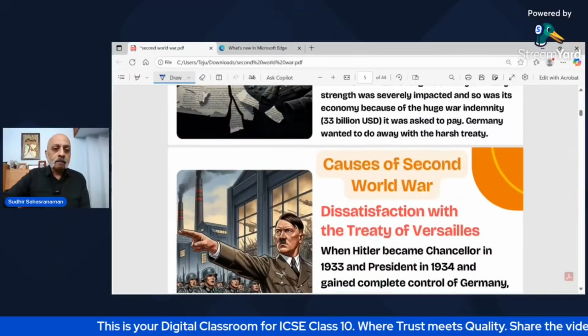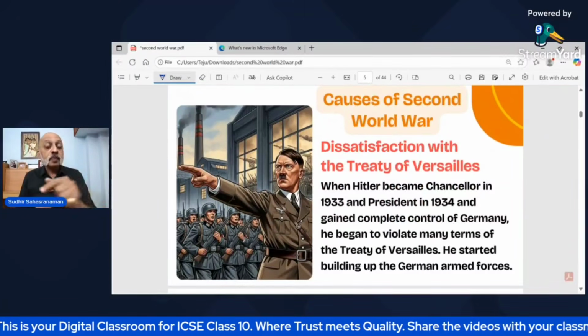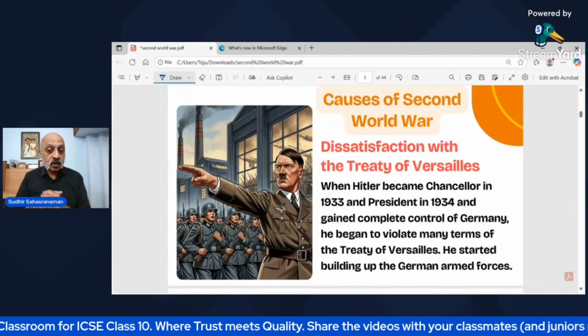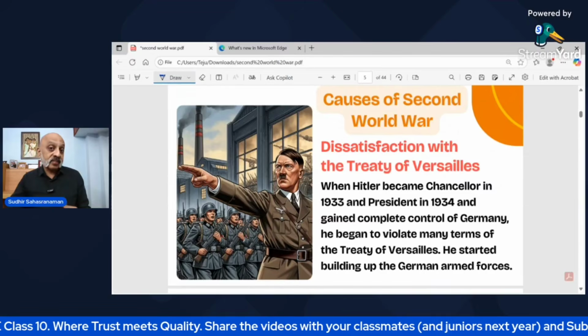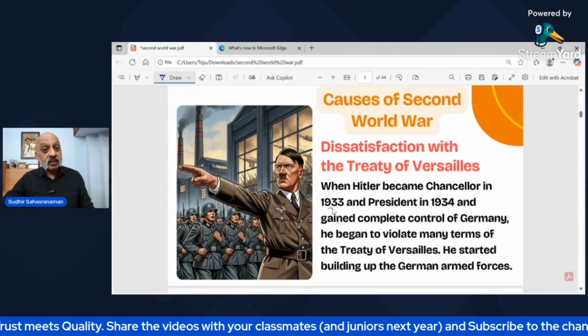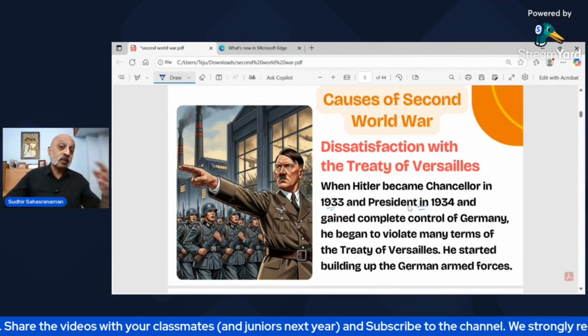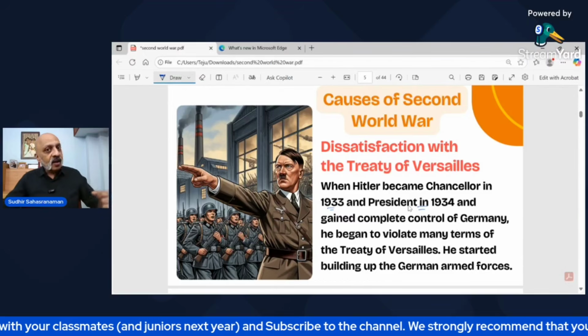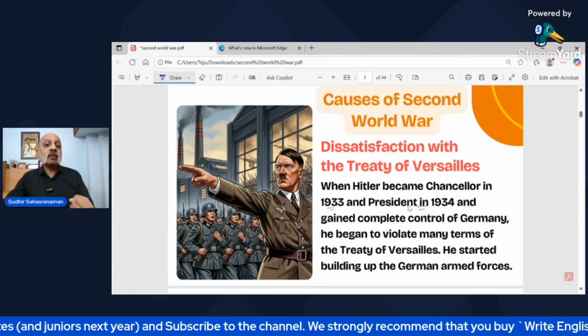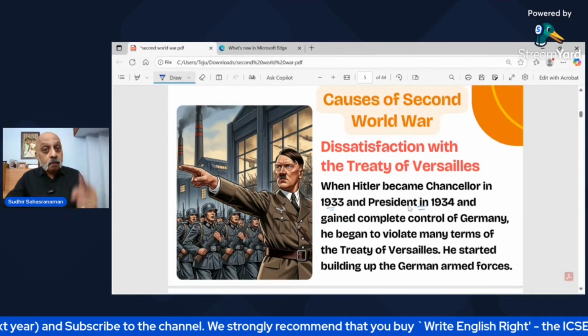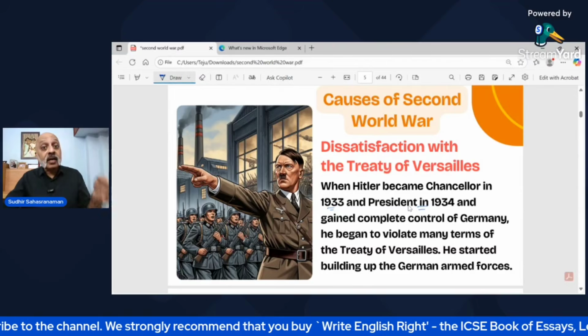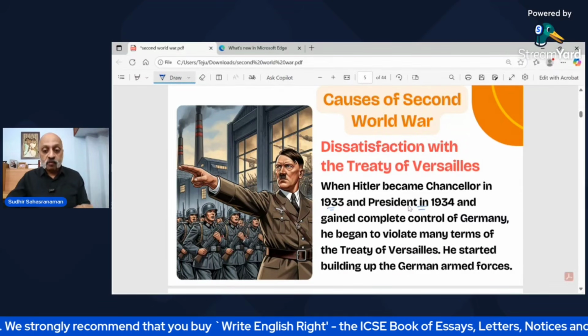The second major cause was this person who you see in the illustration. Because when he became the Chancellor of Germany in 1933, and then he took over also as the president a year later, he gained complete control of Germany. He began to violate several terms and conditions of the Treaty of Versailles.